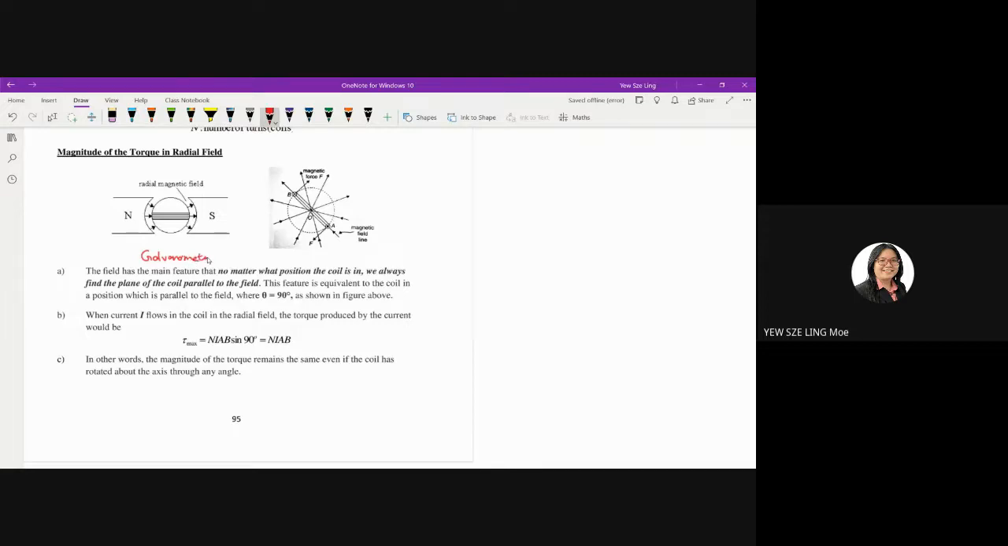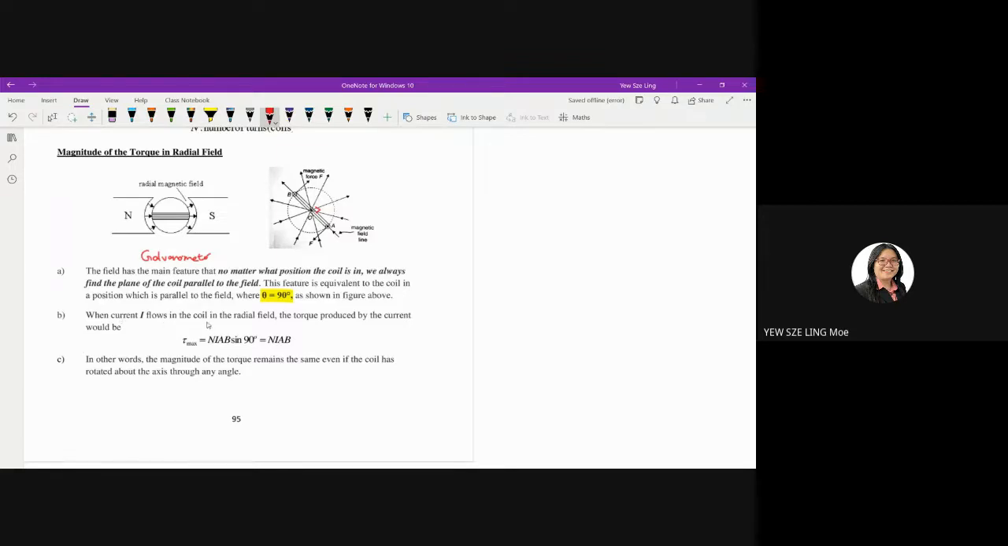It doesn't matter how you rotate it, you will always have a maximum field where the angle makes 90 degrees with the coil. Because the coil is in a radial magnetic field, a circle, it doesn't matter how you turn it, whatever position the coil is in, we always find the plane of the coil is perpendicular to the field. So it will always experience maximum torque. No matter how you turn it, there must be an angle that is always perpendicular to the coil.